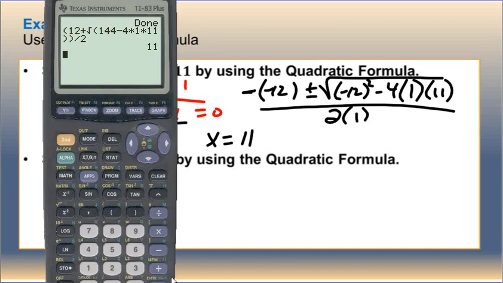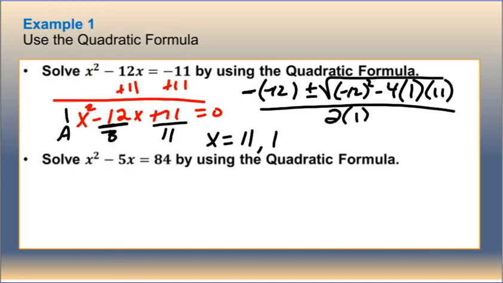Now if I want to find the other one, I hit second, enter, and it re-puts everything in here. And all I need to change is this plus sign to a minus sign. And then hit enter, and you can see the answer could be 1 as well. So I have two solutions, x equaling 11 and x equaling 1.